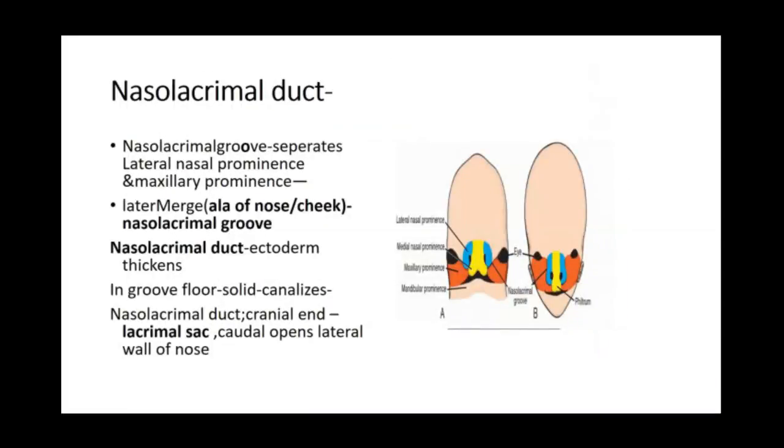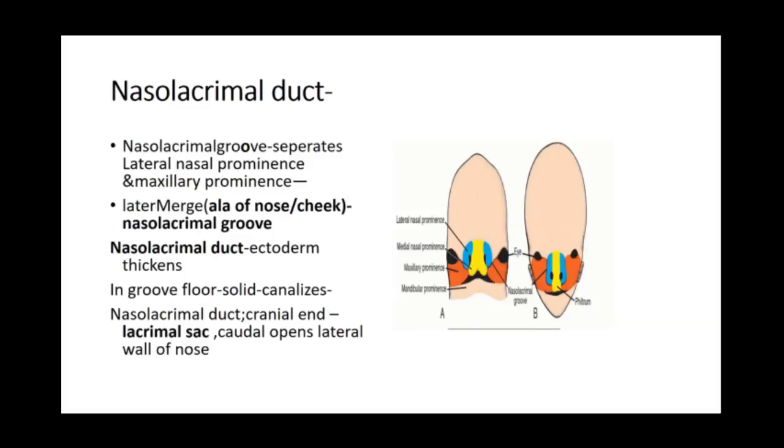So if you see this, the ala of the nose is going to form, and the cheek. Now if you see how the nasolacrimal duct is formed, this is the area where the nasolacrimal duct is forming. In this nasolacrimal groove, this is the area where your maxillary process is fusing with your lateral nasal prominences. Gradually, when the maxilla is pushing the lateral nasal prominences forward, this is gradually meeting upward to the lateral nasal prominences. This is then covering the surface. The surface is open, and this is what you form as the nasolacrimal groove.